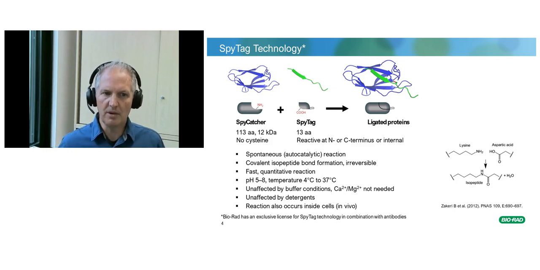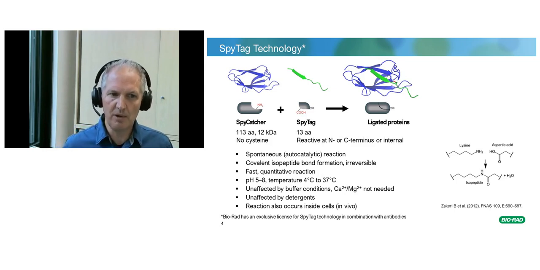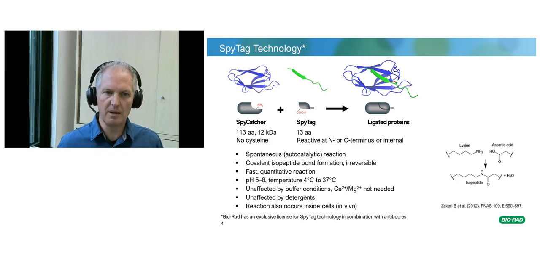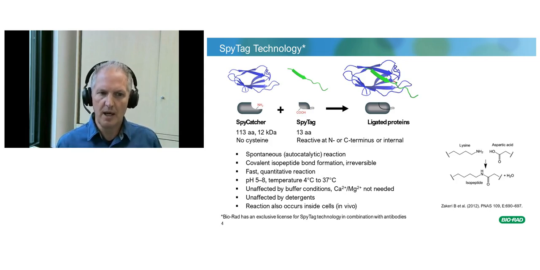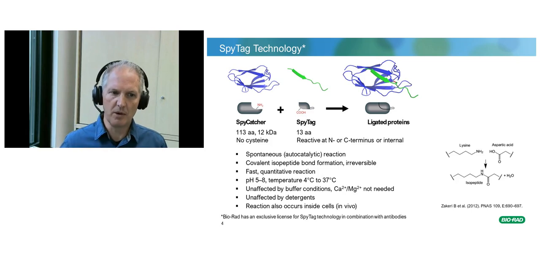And the great thing about this reaction is it is very fast and quantitative. Within seconds, you get your ligated product, and usually within 10 minutes or so, the reaction is complete. It's a very robust reaction, and it's also very specific. So if you do the reaction in lysates or within cells, it only takes place between these two partners and not with any other proteins.